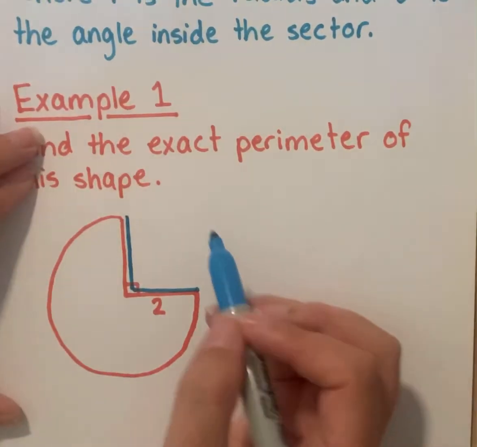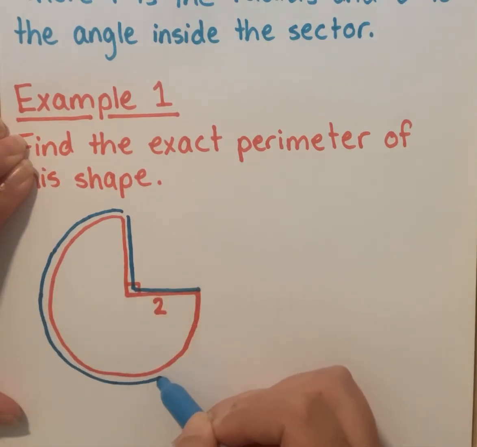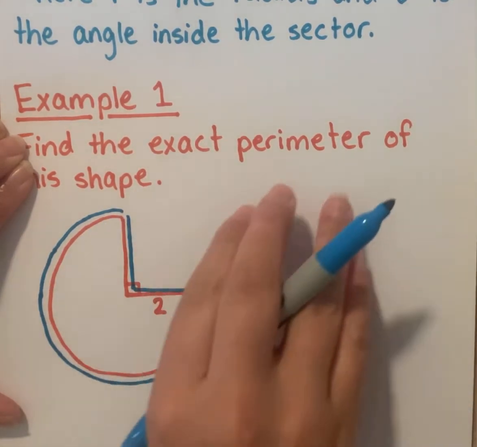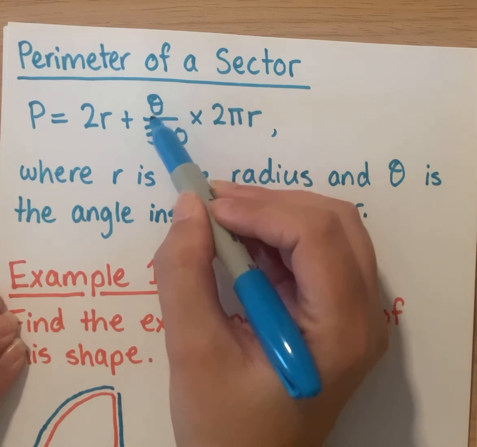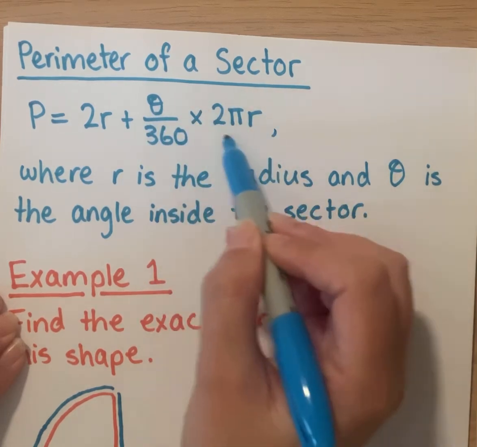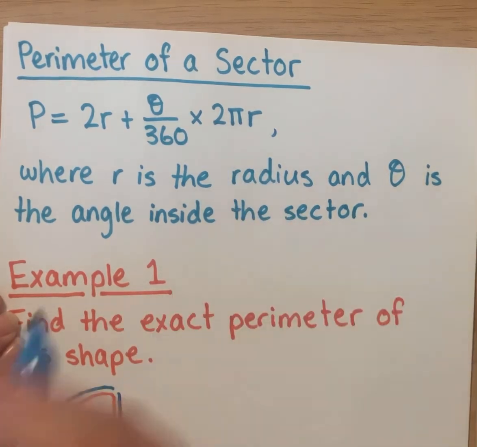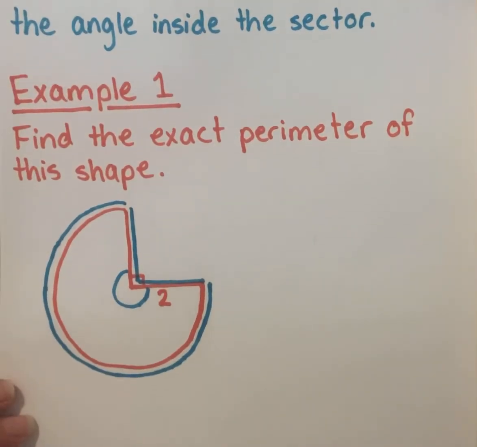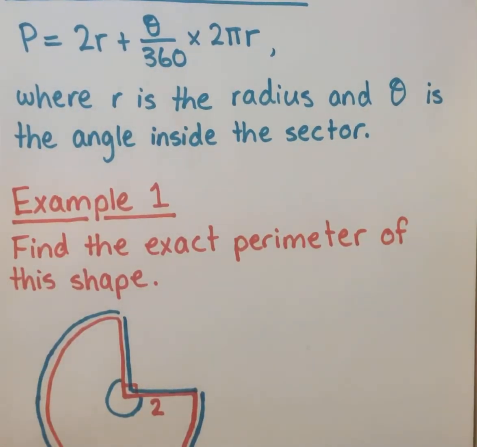And then I need to add this arc length here. So I need to somehow find the length of this curved side. And I know that's just going to be a fraction of the circumference. So the fraction is going to be this angle on the inside of the sector, which is that angle there, out of 360 times the formula for circumference, which is 2 pi r, and we should already be memorizing that from our previous example. So you can use common sense to work it out, or you can memorize this formula here. Either one is fine.